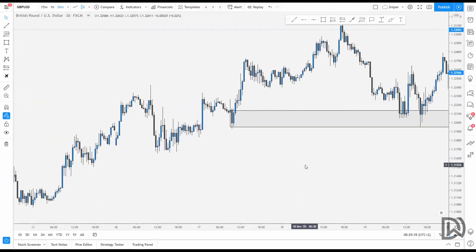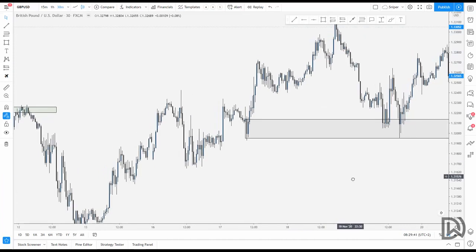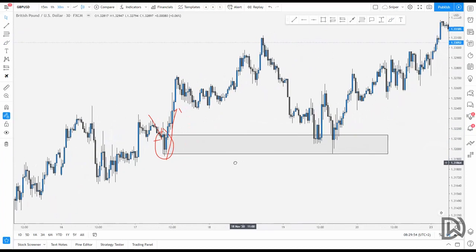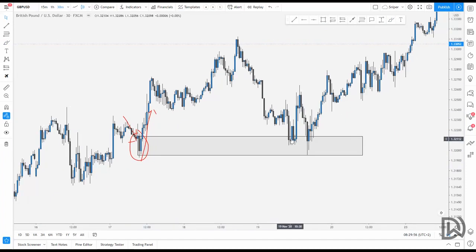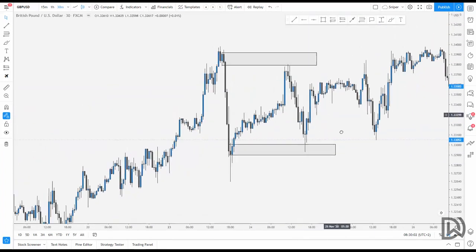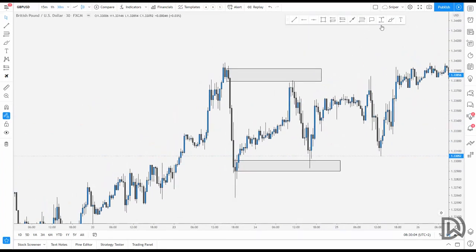Here we have another example of a bullish order block. We have the down candle, this black candle, and then we have the up movement. So that is our order block, bullish order block. And we can see price coming back to retest this order block, retest it again, and then we have a push to the upside. Here we had another example. This was this week in GU.